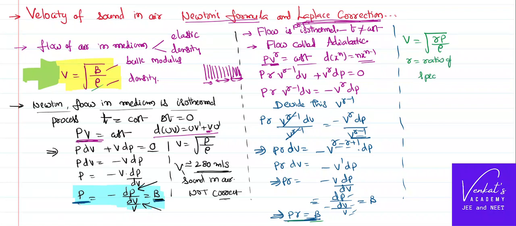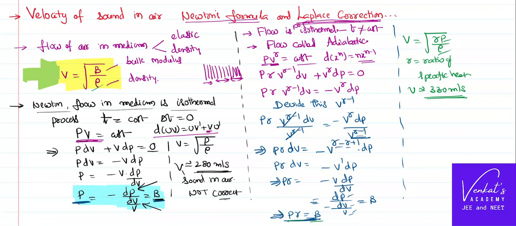ratio of specific heats. If you assume air as a diatomic gas, its value becomes 1.4. Pressure is 1.01 into 10 power 5 Pascal. Density of the air is some value. Taking all that into consideration, if you find velocity of sound, it's found as approximately 330 meter per second. That is perfectly matching the practical value.